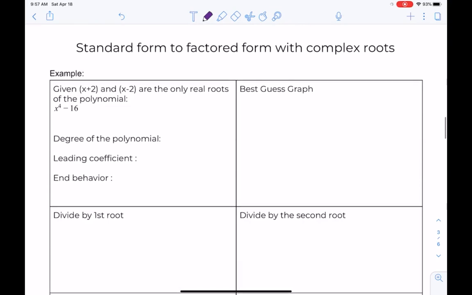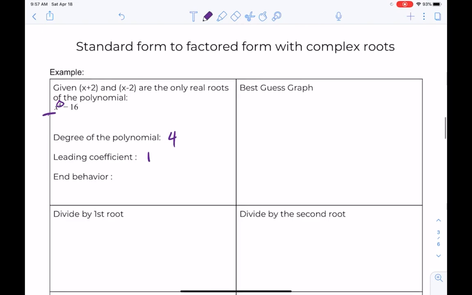Okay, so let's talk about why this all matters. Well, we talked last week about factoring these things out, so we're going to take a look at what these polynomials look like when we have imaginary roots and start describing them a little bit better. So what's the degree of this polynomial? Well, the highest exponent value is 4. The number in front of that x to the 4 term is 1, so my leading coefficient is 1. This is an even degree polynomial, and it has a positive leading coefficient, so I know both arms are up.